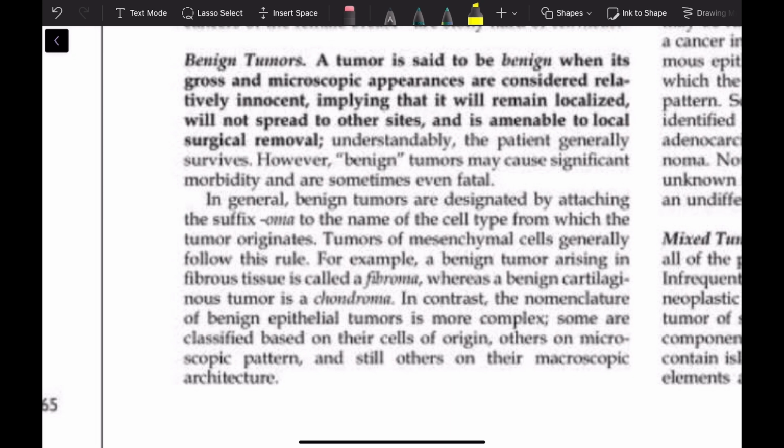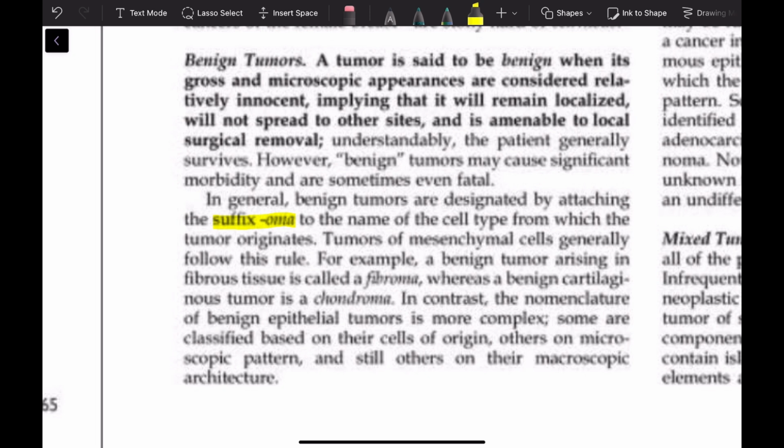In general, benign tumors are designated by attaching the suffix -oma. But something that we need to understand is that we do have a few exceptions. Every rule has some exception, right? So for benign tumors we attach the suffix -oma, but there are some exceptions which we'll deal with later. We attach the suffix -oma to the name of the cell type from which it originates.